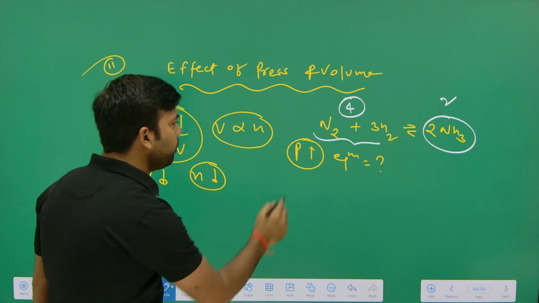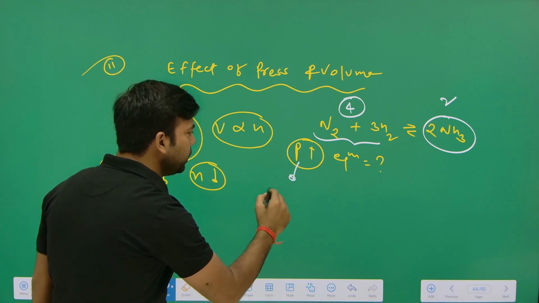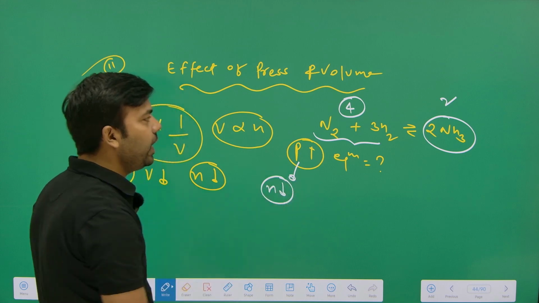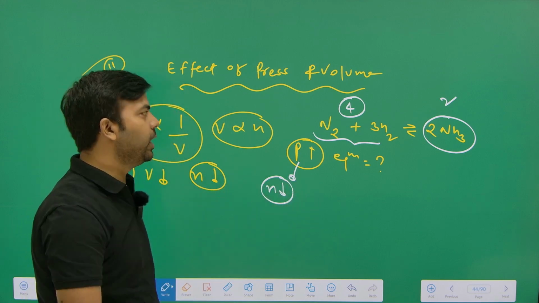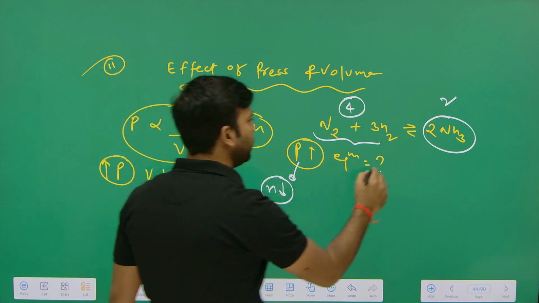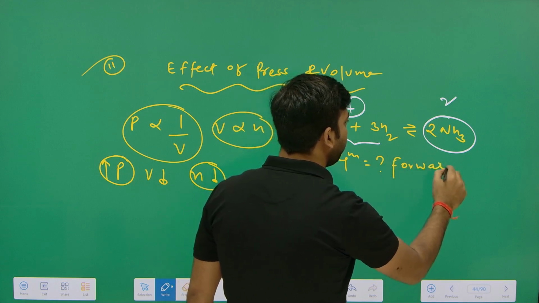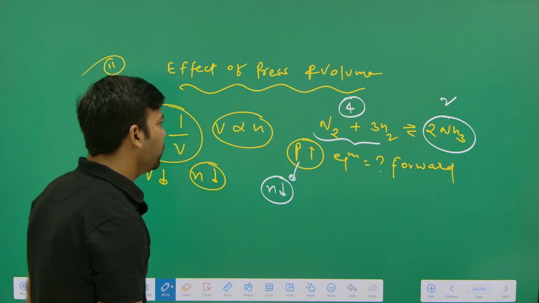So I am saying pressure is increasing. Pressure increasing means mole decreasing. So mole decreasing means which side has lower mole? The product side has lower mole. So we can say equilibrium will favor forward. Clear? Suppose this is question 1A.